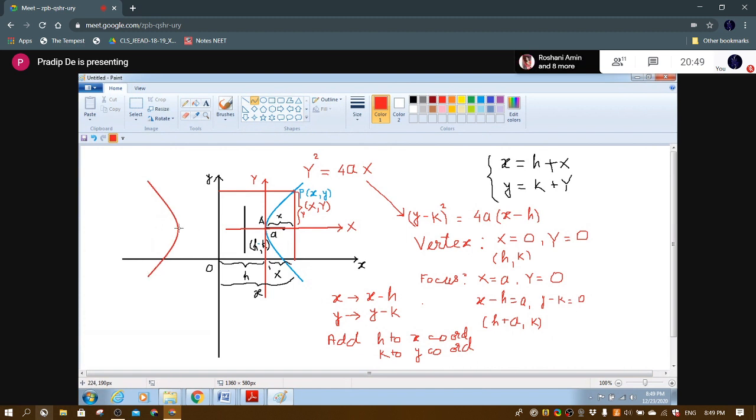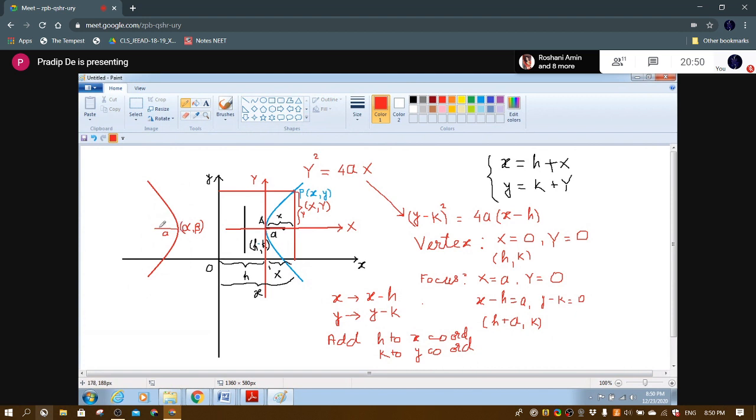Suppose there's a parabola here whose vertex is at, say, alpha beta. And suppose the distance between vertex and focus is still the same, a. This is a, suppose. Can you tell me quickly what is the equation of this parabola? Very quick. Imagine the origin is here. Then what would have been the equation?